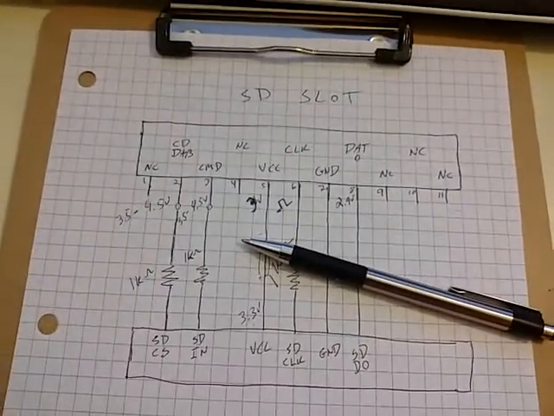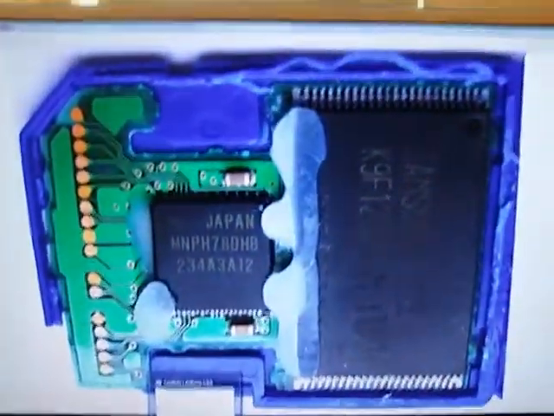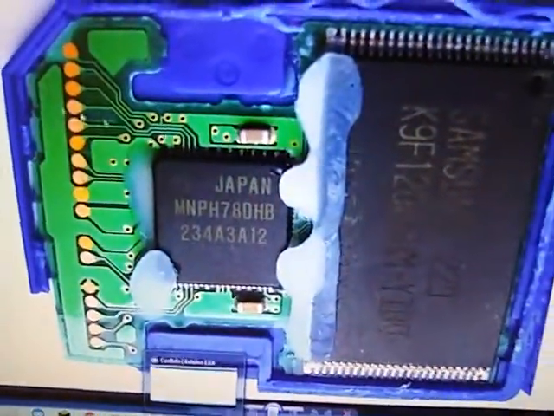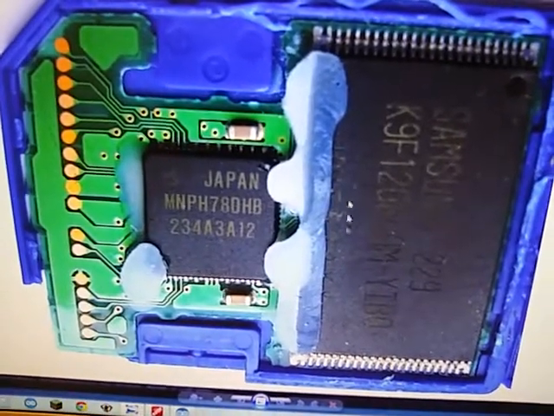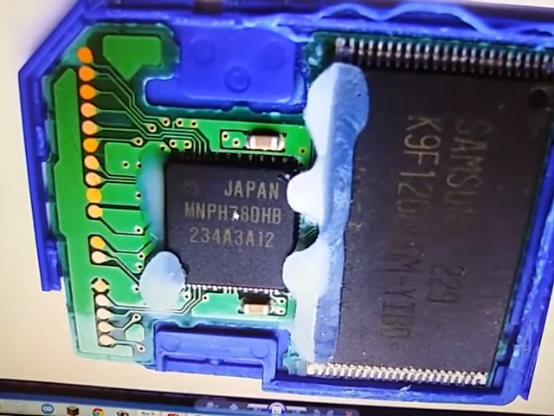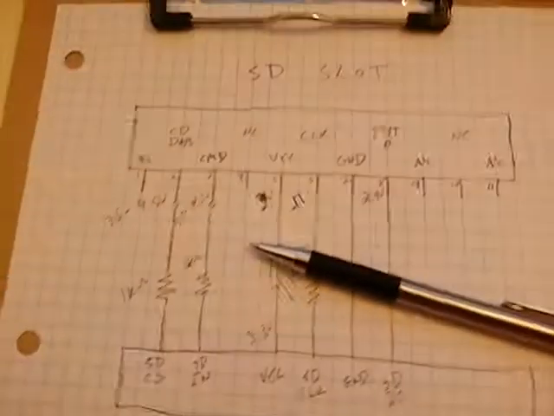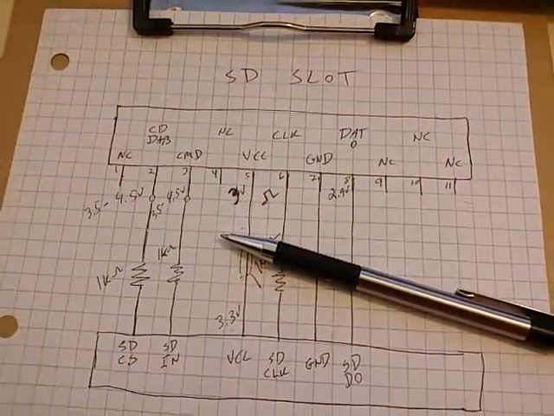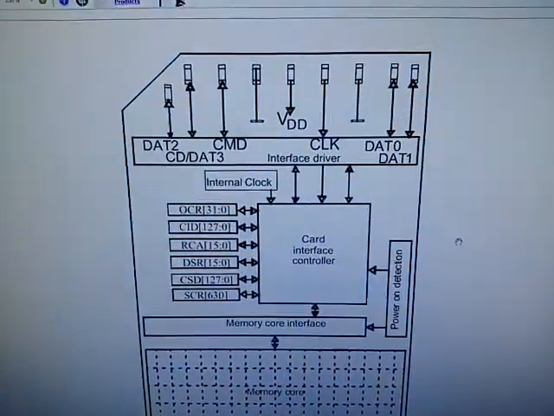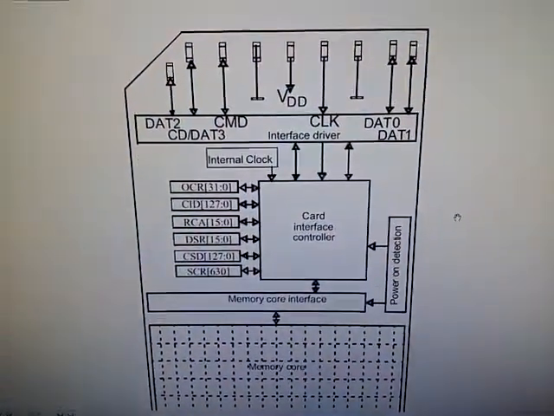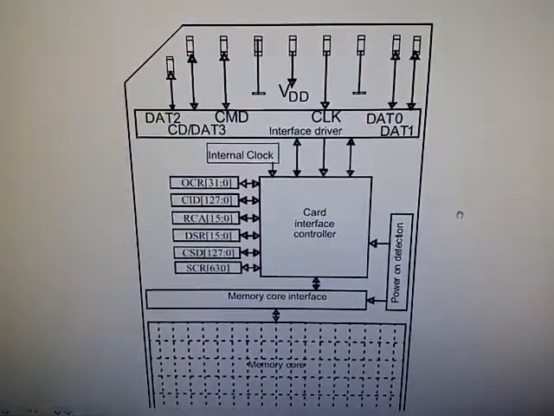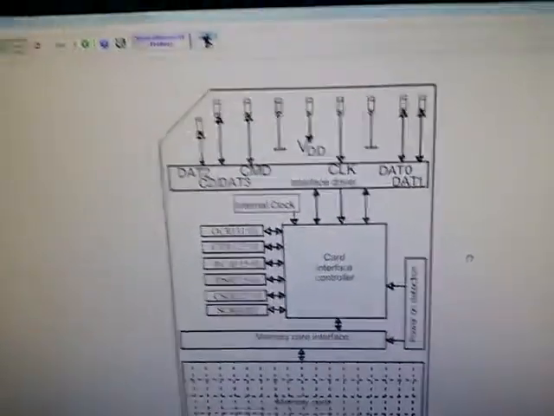I'm going to show you the inside of the SD card. As you can see, there's a processor here, and obviously this is where the data is stored. So just so you can see that. Also I wanted to show you on the PDF. This is for the SD card itself, the general block diagram inside the SD card.